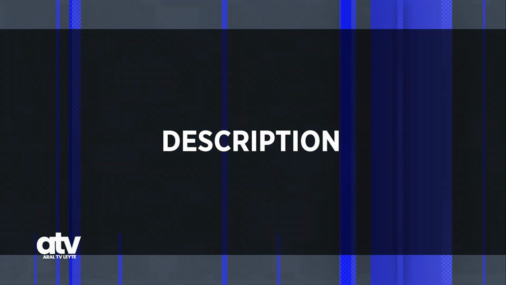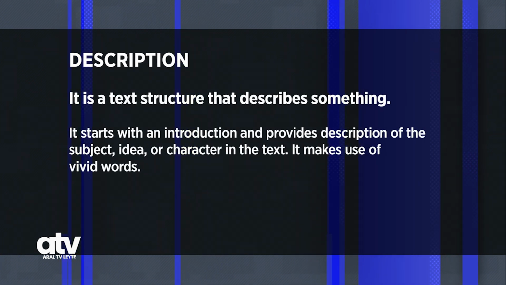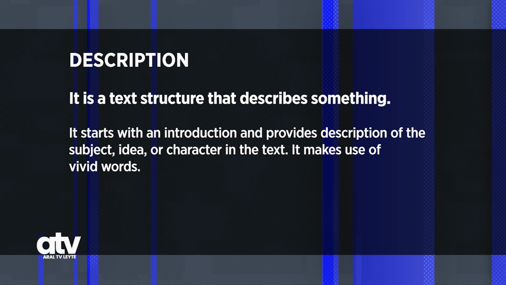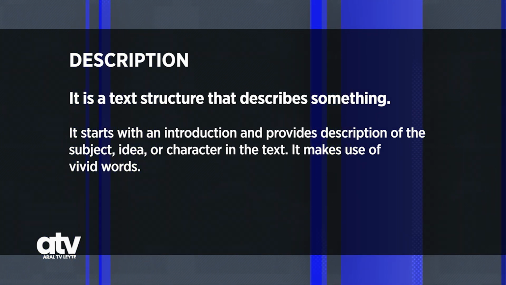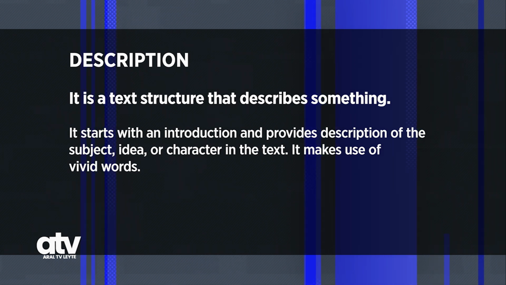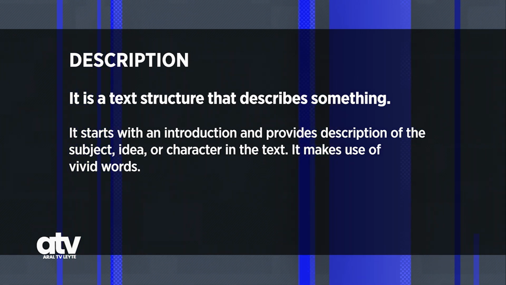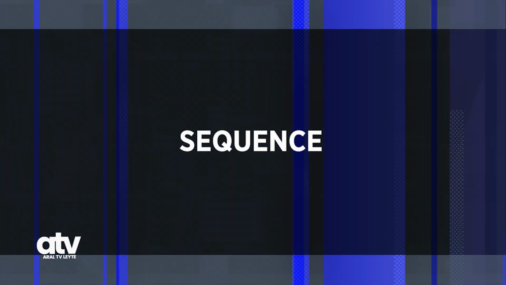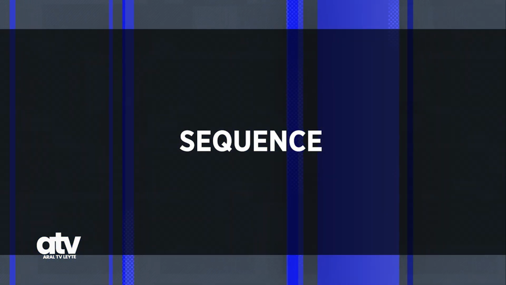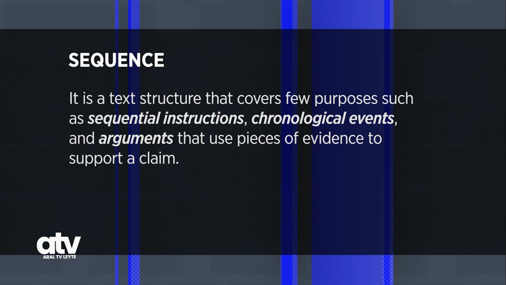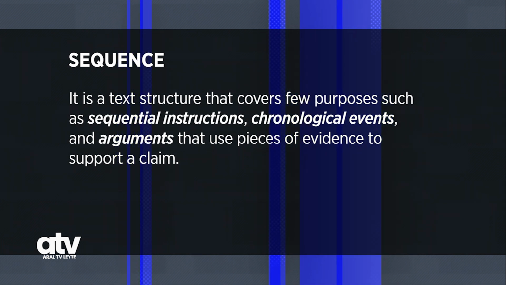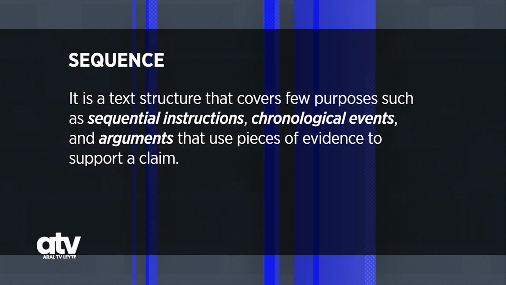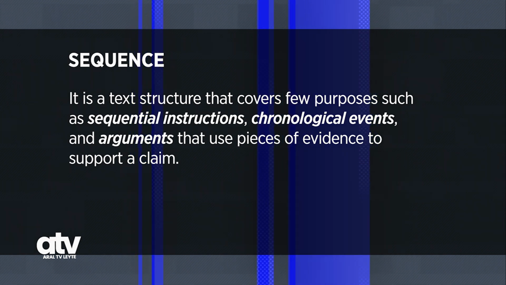First is description. It is a text structure that describes something. It starts with an introduction and provides descriptions of the subject, idea, or character in the text. It makes use of vivid words. Second is sequence. It is a text structure that covers few purposes such as sequential instructions, chronological events, and arguments that use pieces of evidence to support a claim.